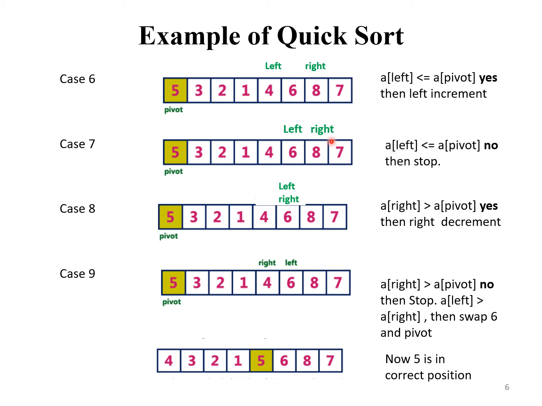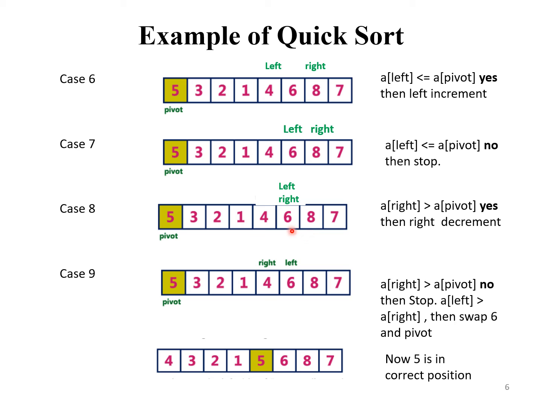So now we will check with the right pointer. In the right pointer we will check the condition a of right is greater than a of pivot. So a of right is 8. So 8 is greater than pivot. This condition is true. That's why right is decremented by 1. So now right points to the fifth position.